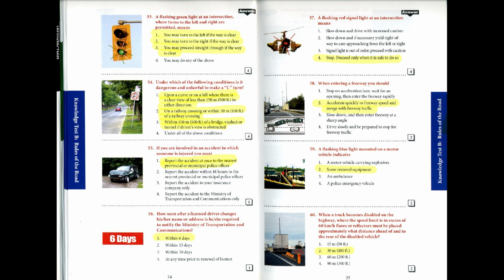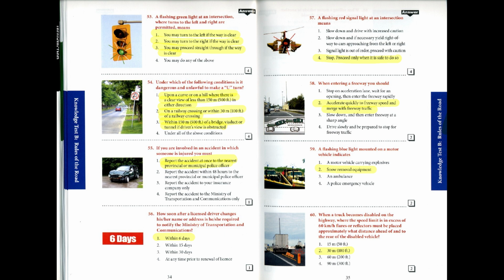Number 57. A flashing red signal light at an intersection means stop. Proceed only when it is safe to do so. Number 58. When entering a freeway, you should accelerate quickly to freeway speed and merge with freeway traffic. Number 59. A flashing blue light mounted on a motor vehicle indicates a snow plow or snow removal equipment.